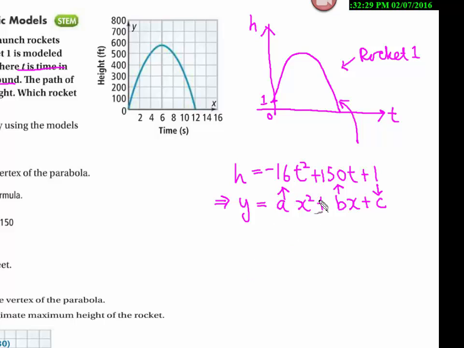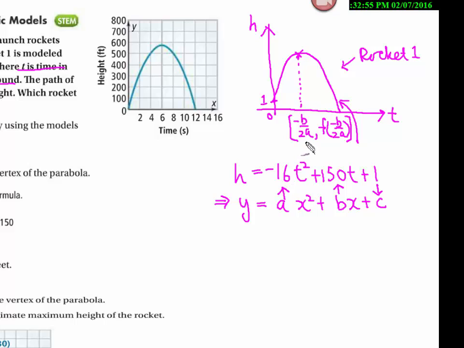According to the formula, we know the vertex is at x equal to negative b over 2a, and the y coordinate of this vertex is f of negative b over 2a. We learned this concept in the previous sections. Okay, so let's find out what they are.